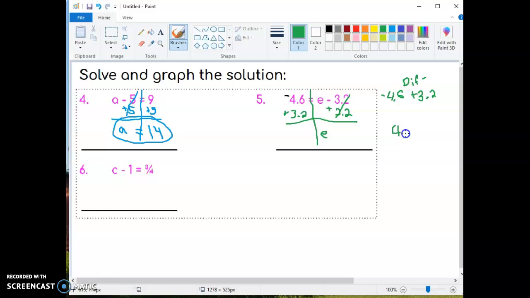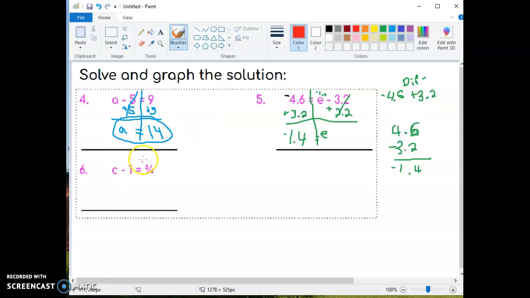So 4.6, whoopsies, 6 minus 3.2. 6 minus 2 is 4. Bring down my decimal. 4 minus 3 is 1. I look up here. 4.6 is the one farther from 0, so it's going to be a negative. So it's going to be negative 1.4 equals e. Okay, you can check this if you want. Just substitute negative 1.4 here.